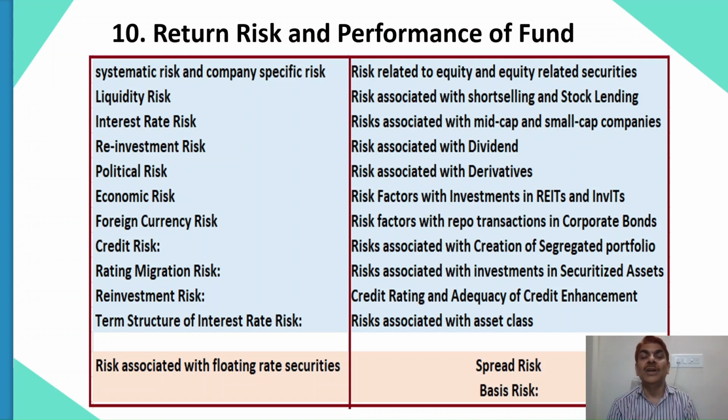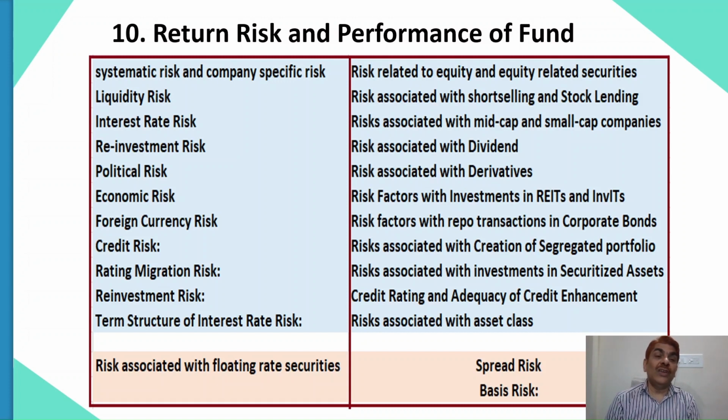And thereafter, you have those risks which may not be so important to you, but it is written in the book. Political risk, economic risk, foreign currency risk. Credit risk is a very important one. Fine. Rating migration risk is also called downgrading or upgrading risk, reinvestment risk, and term structure of interest rate risk. So different types of risks are written, and out of that, four or five are very, very important from the examination point of view and also from understanding the schemes of mutual funds.